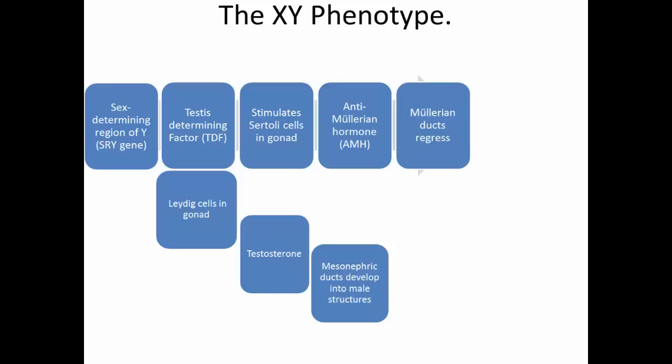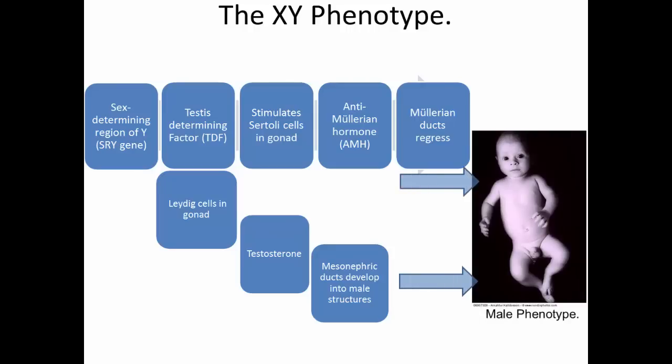And then on the Y chromosome, we have only a few genes, but one of them is the SRY gene. And it's important for the development of both the mesonephric ducts and the inhibition of the Mullerian ducts. So with those two occurrences, we're likely to end up with the male phenotype, or the classic male phenotype we can see here in this boy.